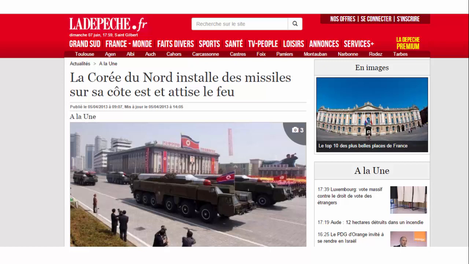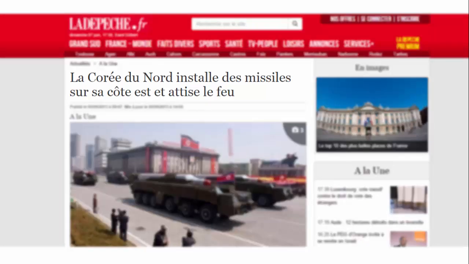And let's have a look at the headline here. There isn't actually any present participle in the headline, but I think it's worth having an idea of what's going on in the article itself. So we have La Corée du Nord installe des missiles sur sa côte est et attise le feu. So La Corée du Nord is North Korea. Installe des missiles installs missiles sur sa côte est on its eastern coast et attise le feu. Attiser le feu is an idiomatic expression. It literally means to poke or to fuel the fire. So what they're doing is making a bad situation worse.